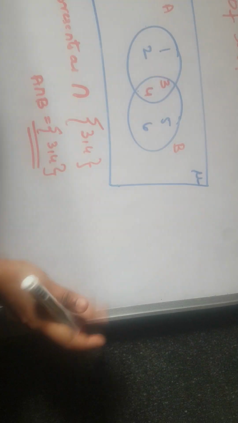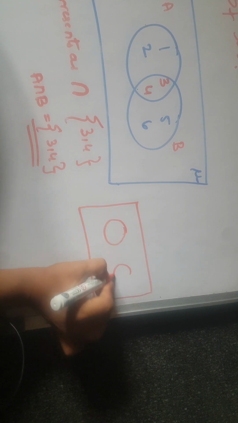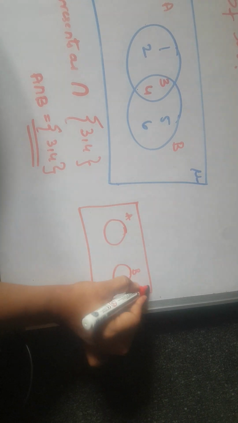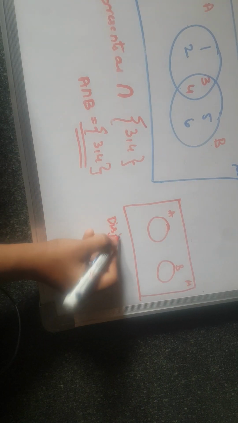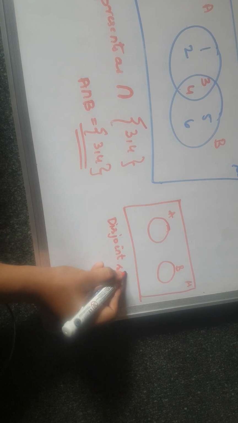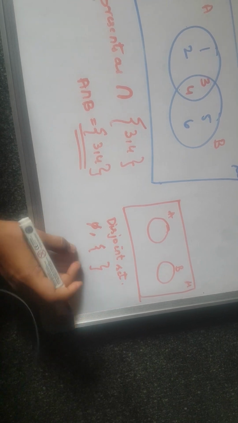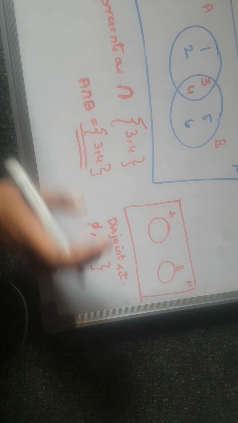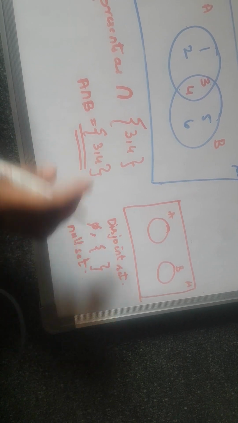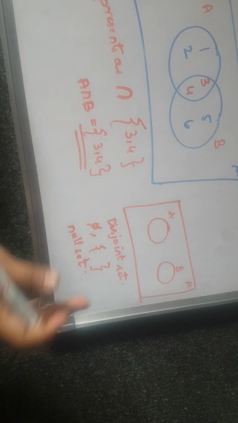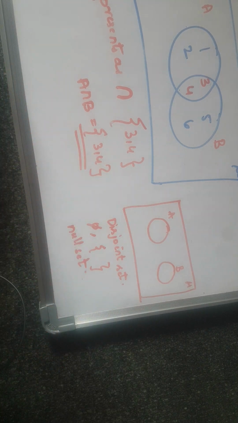Now consider if there are no common elements. If there are no common elements between A and B, it is called a disjoint set, and it has no elements. So it is called a disjoint set or empty set or void set, but since it has no elements in common, it is called a null set also. Null set means no elements are present in common, so it is called a null set, or a disjoint set.